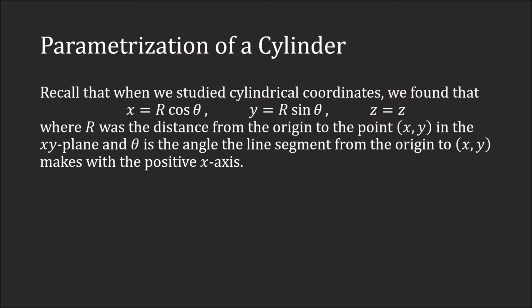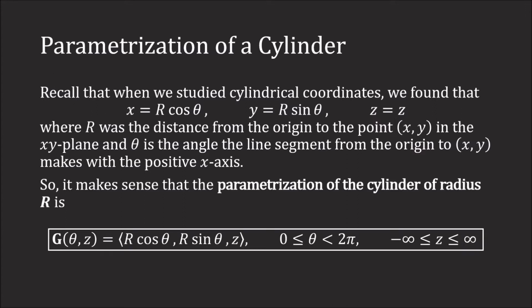Recall that when we studied cylindrical coordinates, we found that x was r cosine theta, y was r sine theta, and z is z, where r was the distance from the origin to the point xy in the xy plane, and theta was the angle that the line segment from the origin to the point xy makes with the positive x-axis. So it makes sense that the parameterization of a cylinder of radius r would be given by this.